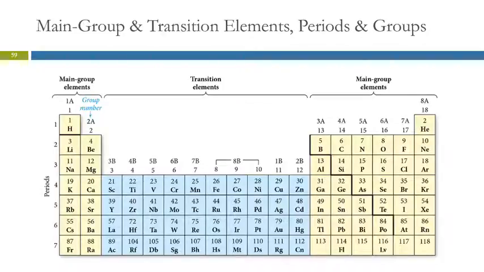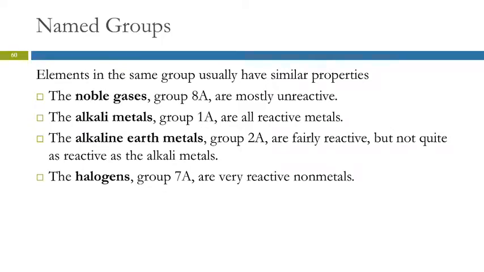So groups 1A, 2A, 3A through 8A. We won't really refer to the group numbers for the transition elements. But remember that elements in a group, in a column in the periodic table, have similar properties. Some of the groups have names. Others are just given a number. You need to know the names of these particular groups. Group 8A, those guys are called the noble gases. They are very unreactive. Several of them have no known compounds. They just don't react with anything.